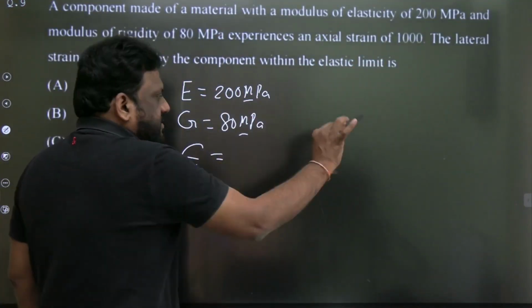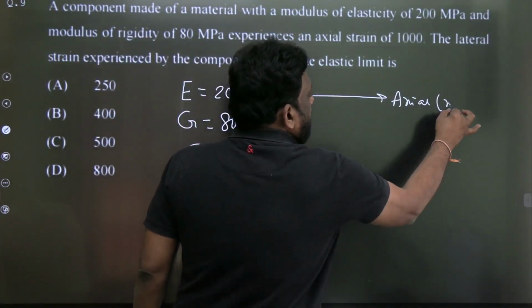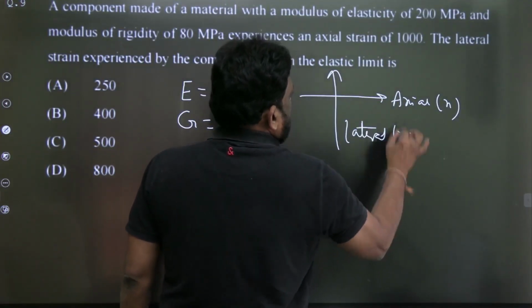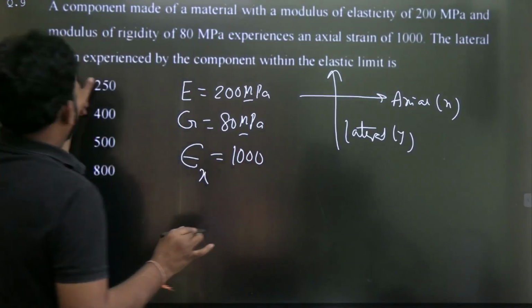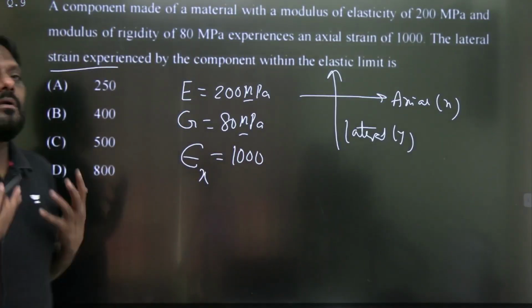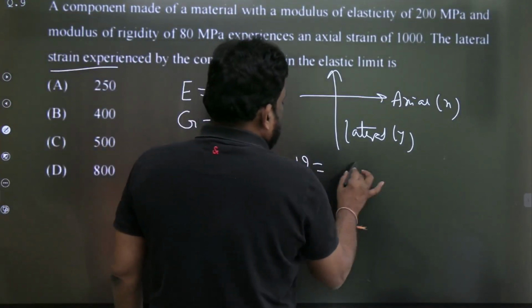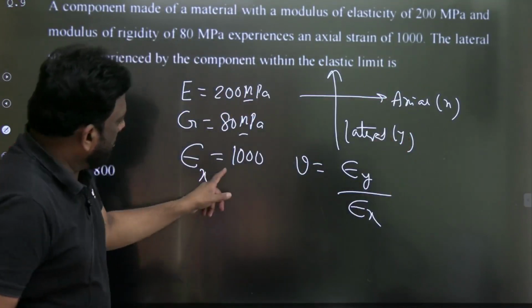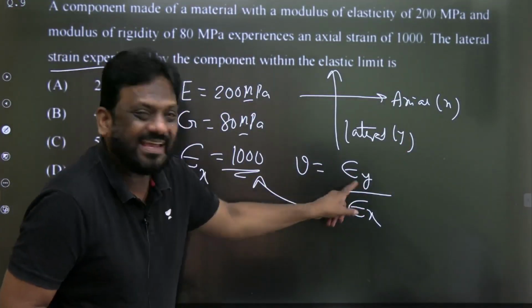Axial means let us take x direction. Let us take axial in x direction and lateral in y direction. Okay, so the axial strain is 1000. What is the lateral strain? Very good. If you want lateral strain, just find out Poisson's ratio, because Poisson's ratio is lateral strain by longitudinal strain. So the longitudinal or axial strain is given as 1000. If you can find Poisson's ratio, I can easily find the lateral strain.